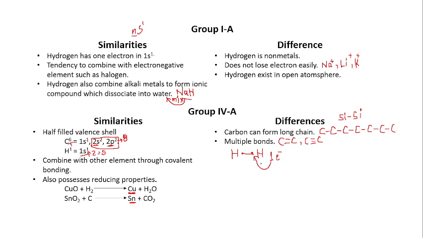So there are two differences between group number 4A elements and hydrogen. Carbon can form long chains. Likewise silicon also forms long chains, but hydrogen forms only one covalent bond and cannot form multiple bonds due to the presence of one electron.